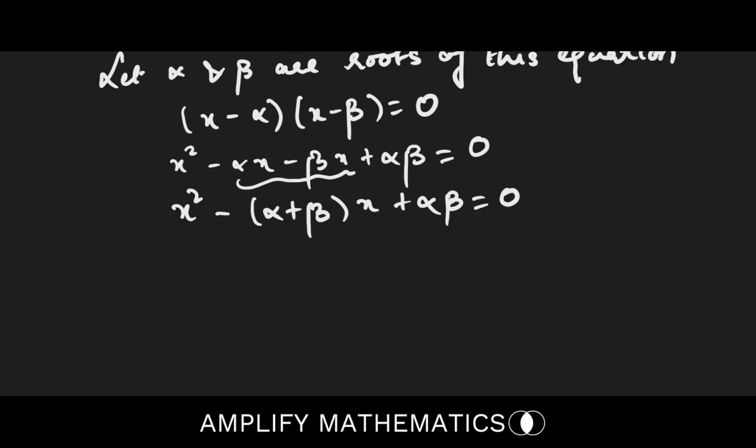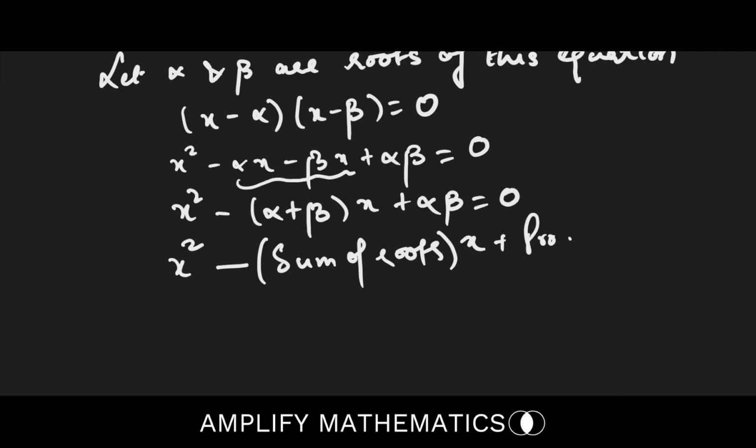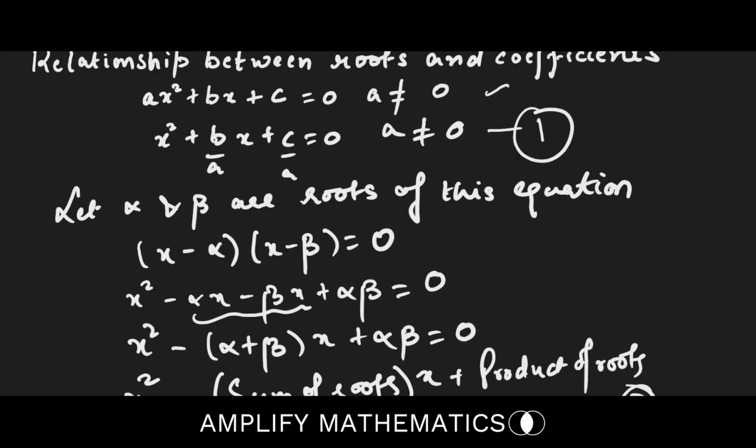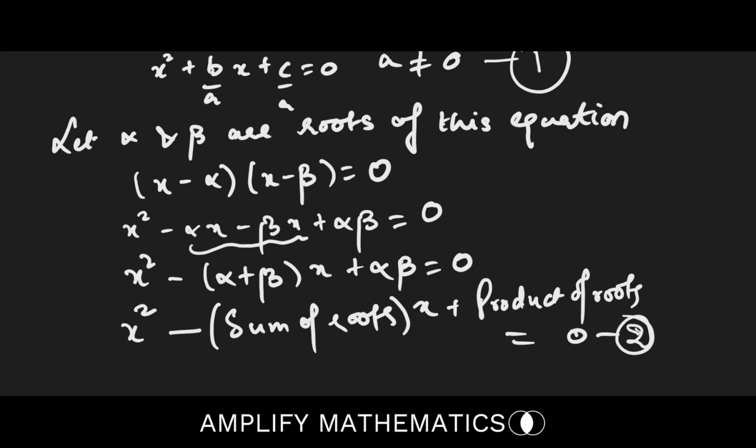And since alpha and beta were roots of this quadratic equation, we can generalize it as x square minus sum of roots into x plus product of roots is equals to 0. So this is our second equation and this was our first equation. Okay, so now in both the equations we have coefficient of x square as 1. Okay, and now let's compare these two equations now.